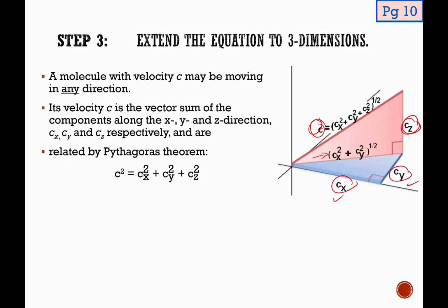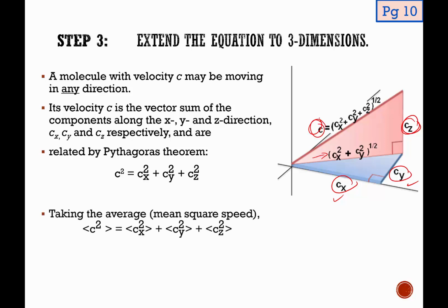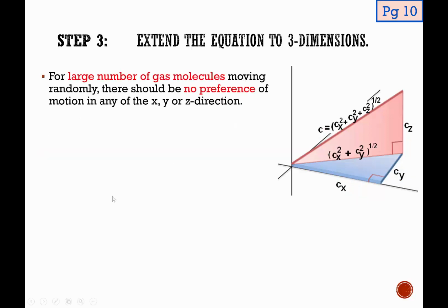And now if you want to find the average over all the molecules, taking the average, the mean square speed is basically c squared. Mean square speed c squared equals cx squared plus cy squared plus cz squared on average as well. And for a large number of gas molecules moving randomly, there should be no preference of the motion to be in any of the x, y, or z direction. So essentially, we are going to assume that for all the molecules, the motion is uniformly distributed in all directions.